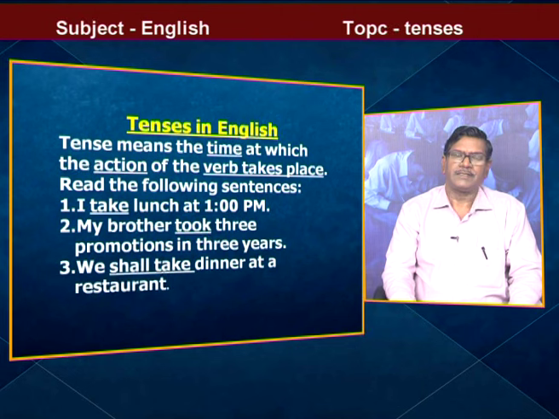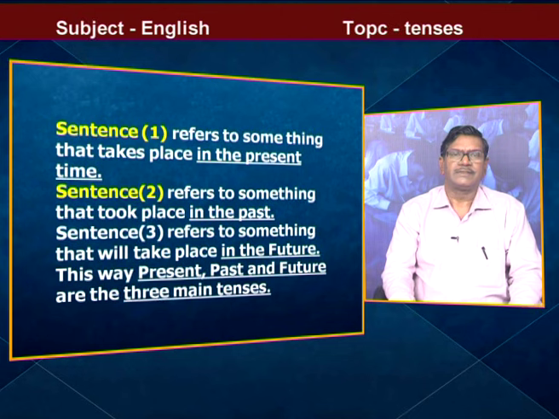We shall take dinner at a restaurant. Here the underlined word is the verb. So it expresses futurity. That means the time is sometime in future. So the tense of these three sentences is different. The first sentence expresses a usual sense, the second one expresses the past event, and the third sentence expresses a future event.